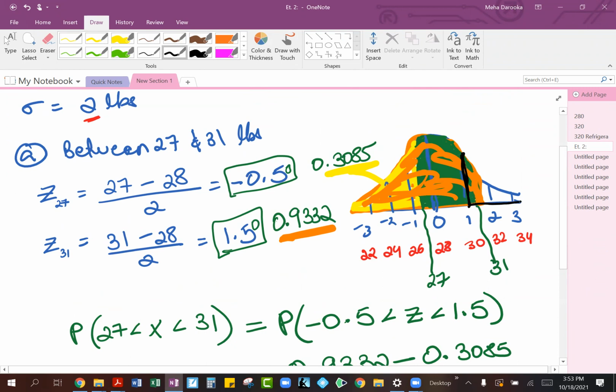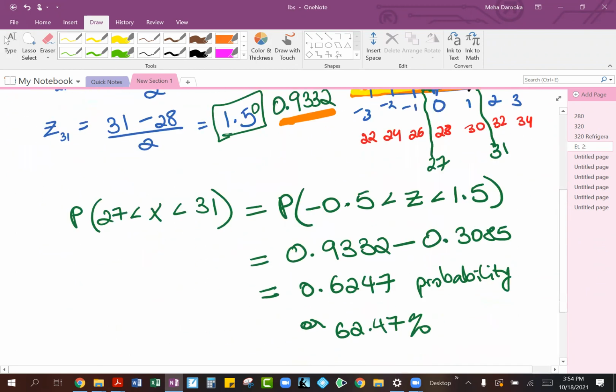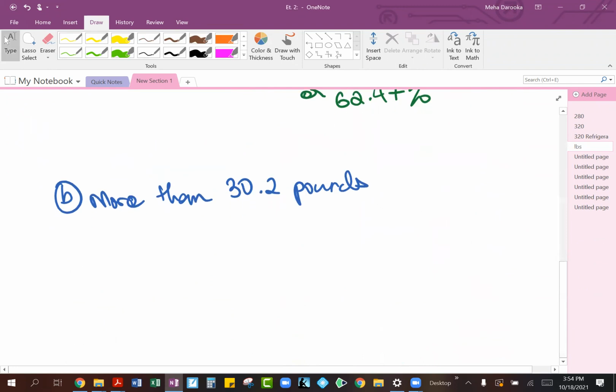And more than means you are going all the way to the right. So that would be this area over here that we would be interested in, more than 30.2 pounds. So for this case, our calculation would still be very similar, which means you start out with your z-score first. So 30.2 minus our mean divided by our standard deviation.